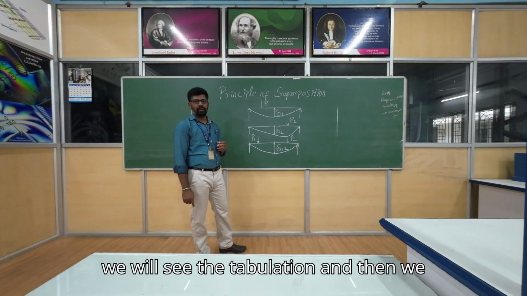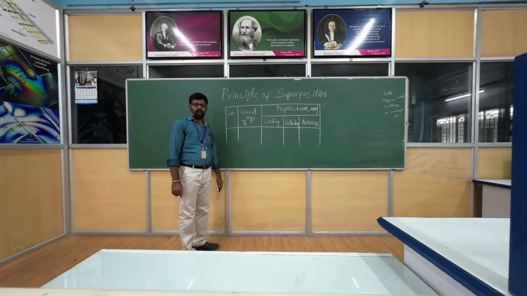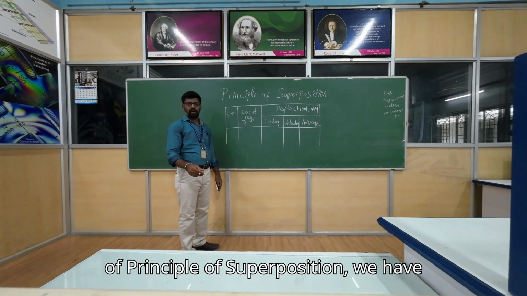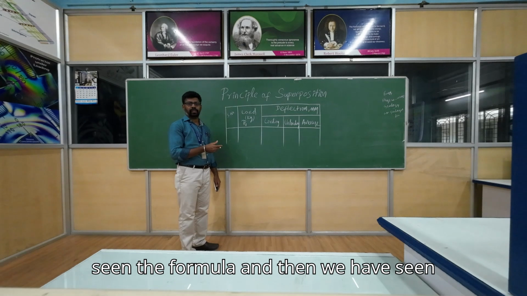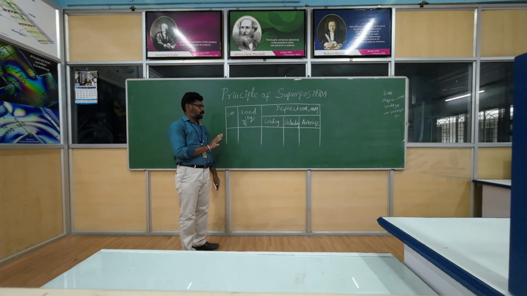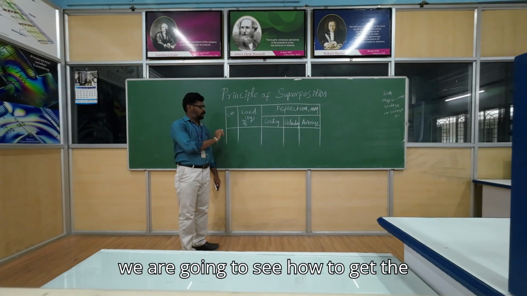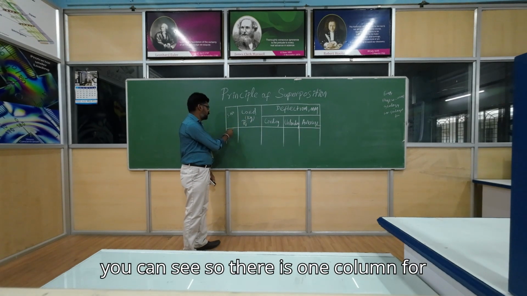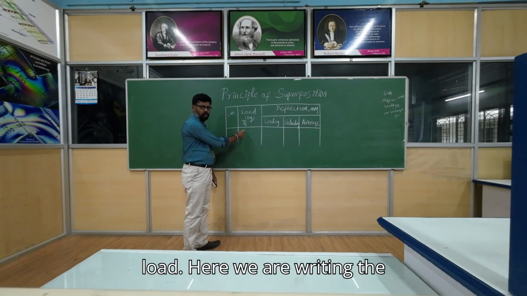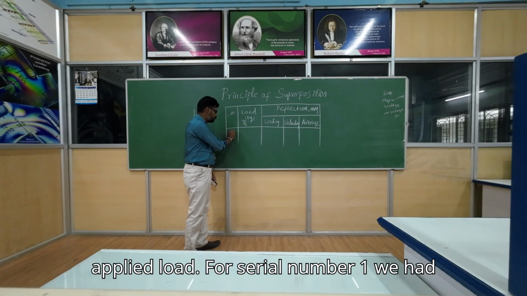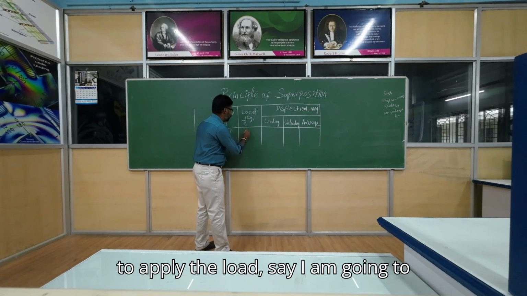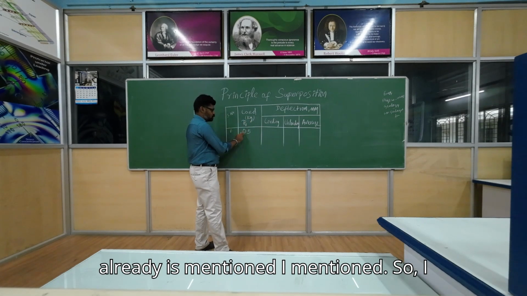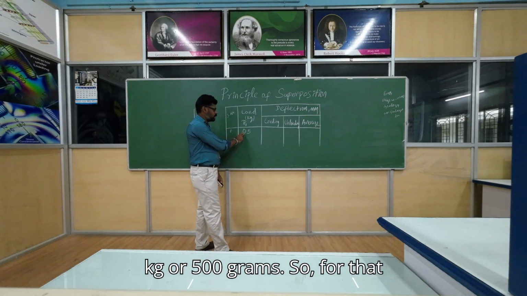And then we will see the equation, and then we will go to the experiment. Just now we have seen the theory of the principle of superposition, the formula, and the beam schematic. Now we are going to see how to get the readings from the beam. You can see there is one column for load, where we write the applied load. For example, in serial number 1, we have to apply the load. Say I am going to apply 0.5 kg. The unit kg is already mentioned. So I am going to apply a weight of 0.5 kg, or 500 grams.